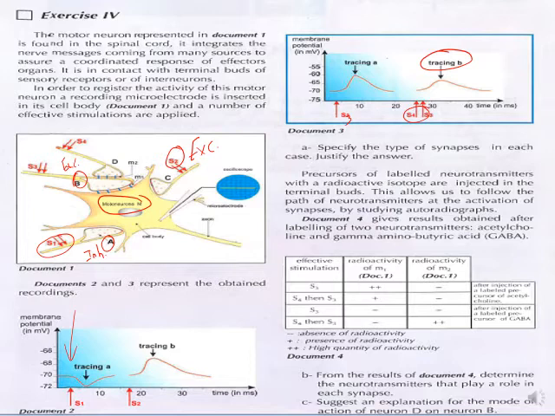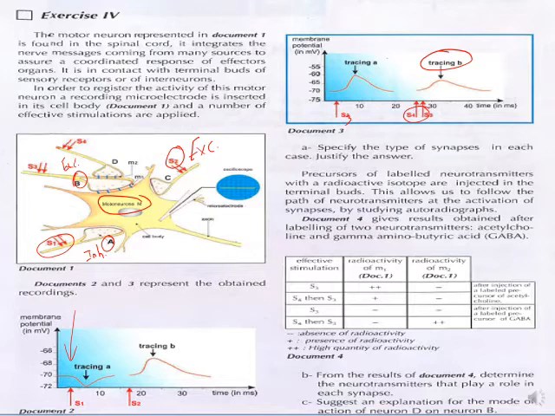So document 4 gives results obtained after labeling of two neurotransmitters, acetylcholine and gamma aminobutyric acid, which is called GABA. Plus means presence of radioactivity, minus absence of radioactivity, and two pluses, we have high quantity of radioactivity. So let's start first with the first result.